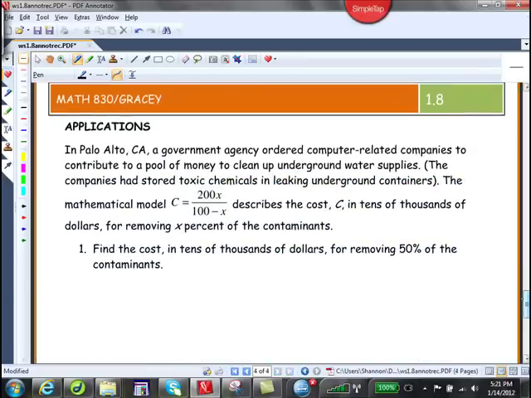All right, so here we go. Applications. In Palo Alto, California, a government agency ordered computer-related companies to contribute to a pool of money to clean up underground water supplies. The companies had stored toxic chemicals in leaking underground containers. Yikes. The mathematical model C equals 200 times x, all divided by quantity 100 minus x, describes the cost, denoted by C, in tens of thousands of dollars, for removing x% of the contaminants.